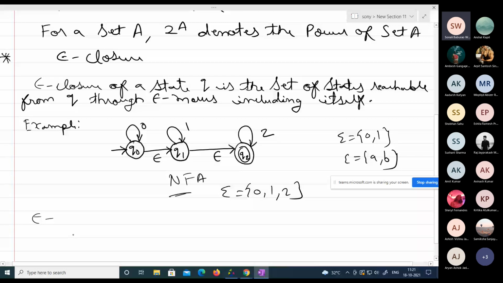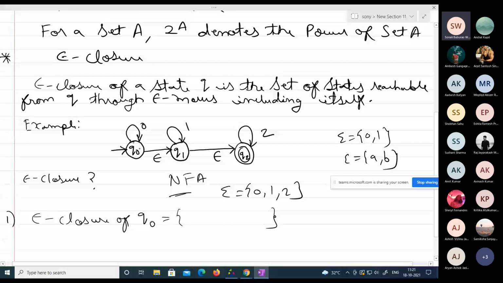Okay. Now first one, let's calculate the epsilon closure. We have to check what is the epsilon closure of this. First, we will calculate the epsilon closure of Q naught. Initially I am present in my first state, my initial state Q naught. So what will be my epsilon closure then? Q naught goes to Q1. Q1 goes to Q2. Again, you have Q2 present.